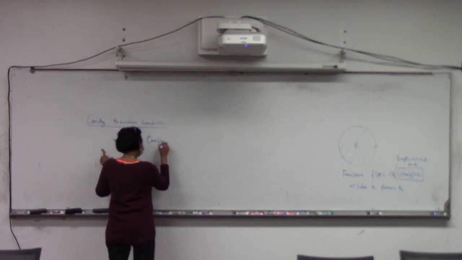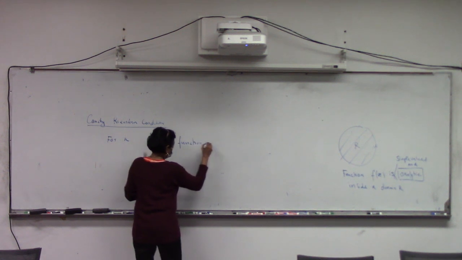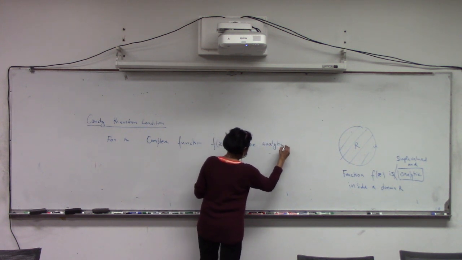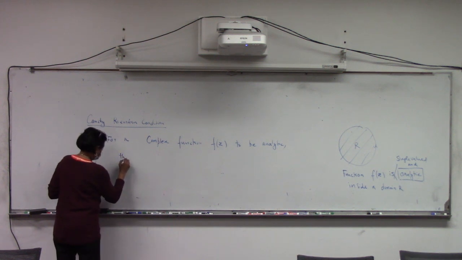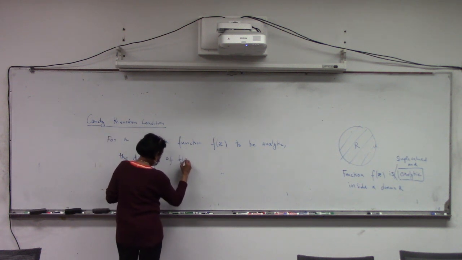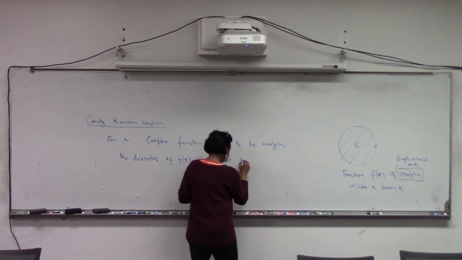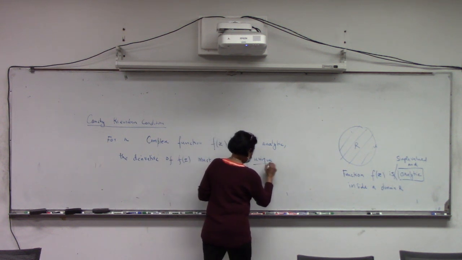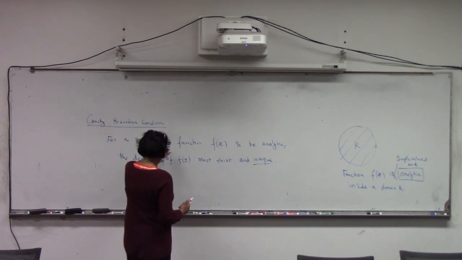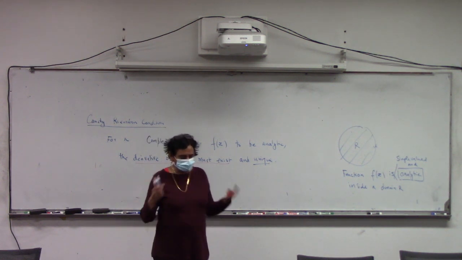A complex function f of z to be analytic, this is sort of the new thing, right? For real variable, real functions, we know analytic means its derivative must exist. That part of it you already know. We have come across this before. That's how you can write the Taylor's expansion, all that stuff, right?